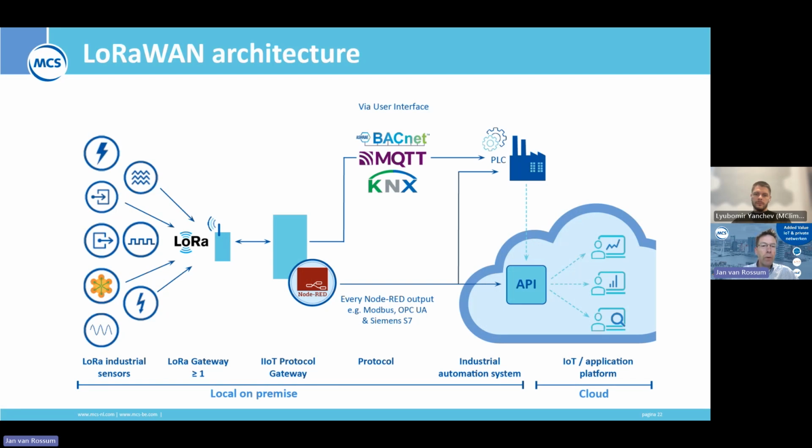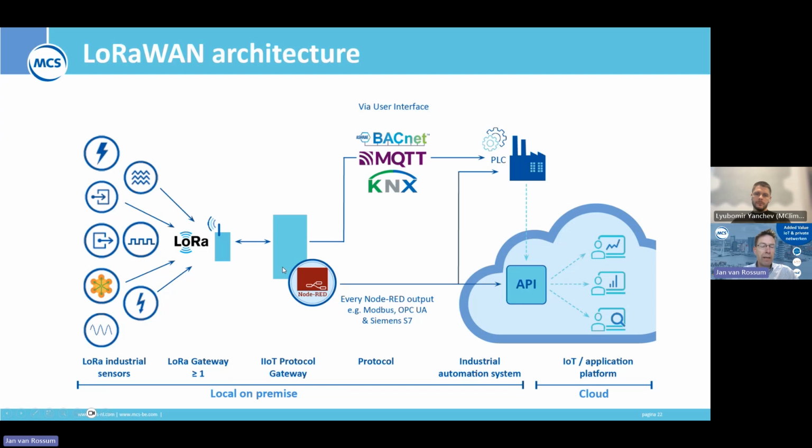On the left side, we have all kinds of sensors. As you can see, there can be power sensors. Actually, all the sensors Lubomir just talked about, like CO2 sensors, actuators, etc. They are all covered by the gateway you see at the second step on the left, where it says LoRa. So you have maybe 4 or maybe 10 or maybe just one gateway if it's a small area. And this gateway is then connected to what we call an IoT protocol gateway. That's one of the solutions.